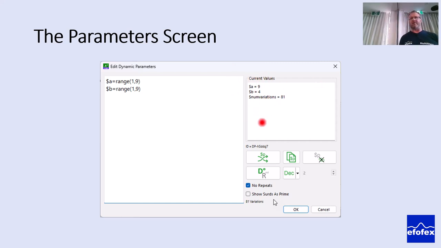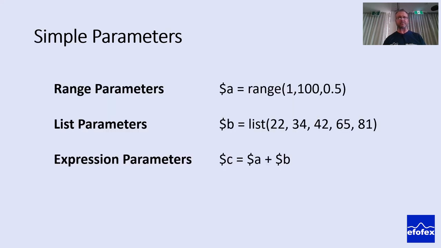This area here is the current values of the parameters, and also tells you how many variations there are in what you've created. That's a good idea to keep an eye on, because quite quickly you can get to hundreds of thousands of variations if you put enough in there. The three simple parameters are the range parameter, which we looked at. This one's a range of 1 to 100 going up in 0.5s, but you can define whatever you like. List parameters are great if you know exactly the numbers you want to put in. You can list them out explicitly. And expression parameters are where it's doing some sort of calculation.